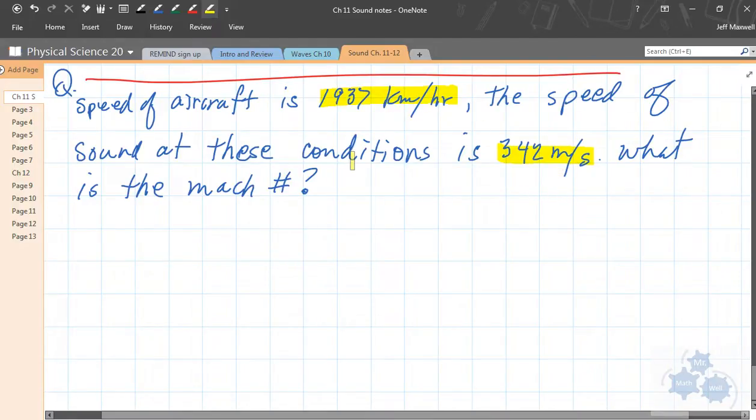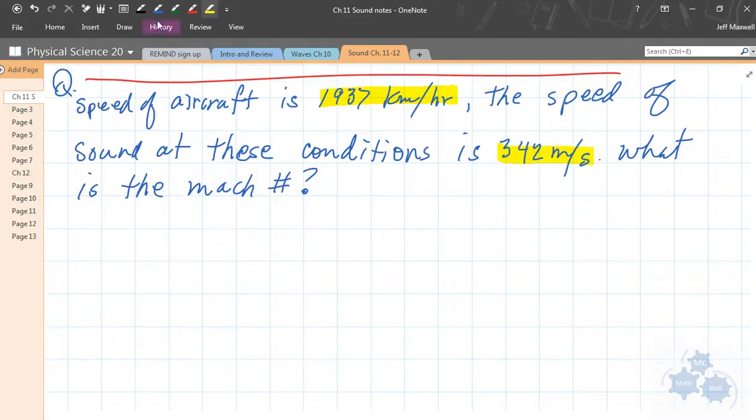If you're asked to find the Mach number, you have to make sure that the units line up. Remember, that's always what you do. You can't do 1,937 divided by 342. You can't do that because the units aren't going to line up. That number you get is not going to be the Mach number. The units have to line up. So let's take a look at how we can convert these units. Do you remember how to do that?